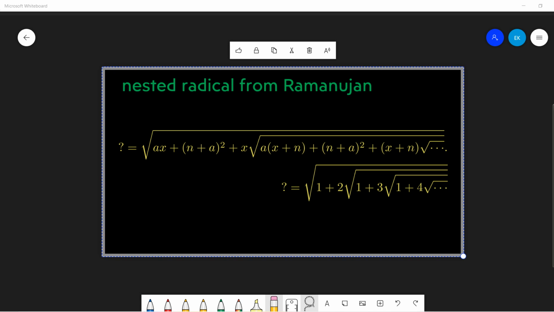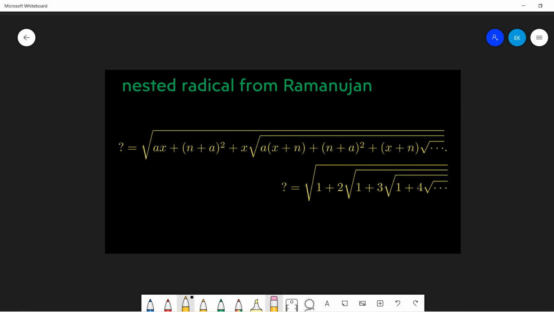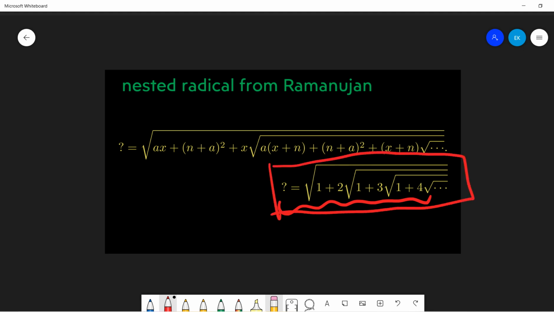Welcome, guys. In this video, let's talk about nested radicals from Ramanujan. I only solve the second one, because this one is famous and everybody already does it, but I still want to do it and make a video. In the next video, we will solve the general nested radical like this: the square root of ax plus n plus a squared plus x. Yeah, this is the general one.